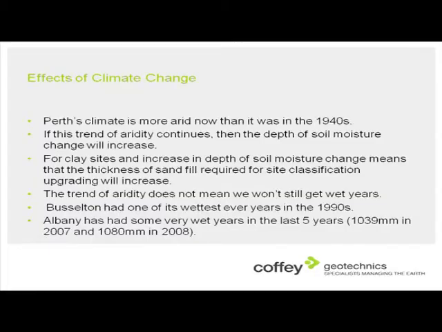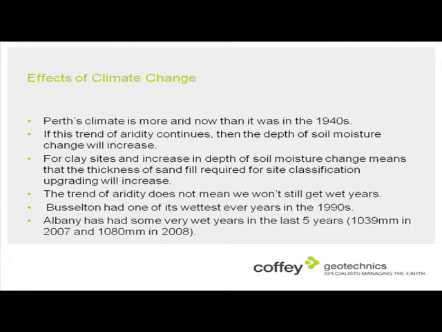So what about climate change? Well, Perth's climate is now more arid than it was in the 1940s. If this trend continues, the depth of soil suction change has increased or will increase. That in turn means that we're likely to need a greater thickness of sand fill to achieve the same sort of upgrade in site classification than we did in the past.